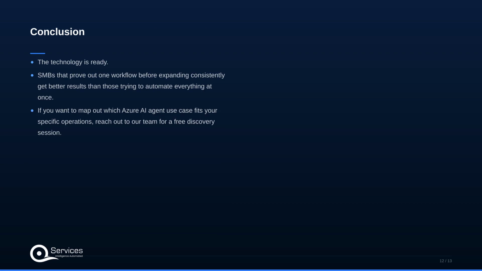Now, conclusion. Autonomous AI agents on Azure OpenAI Service give SMBs a real path to business automation that was previously out of reach without a large engineering team.